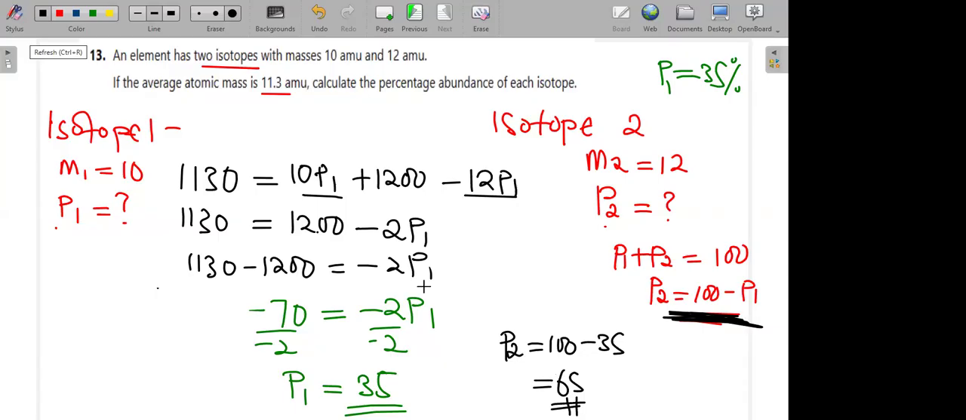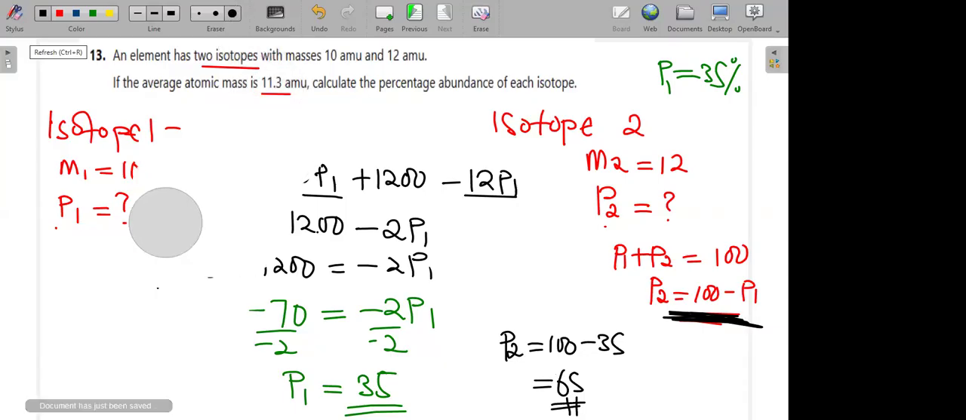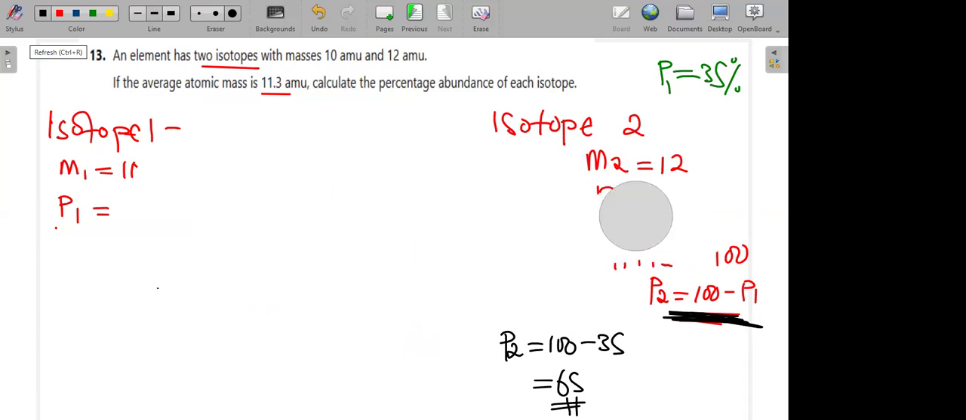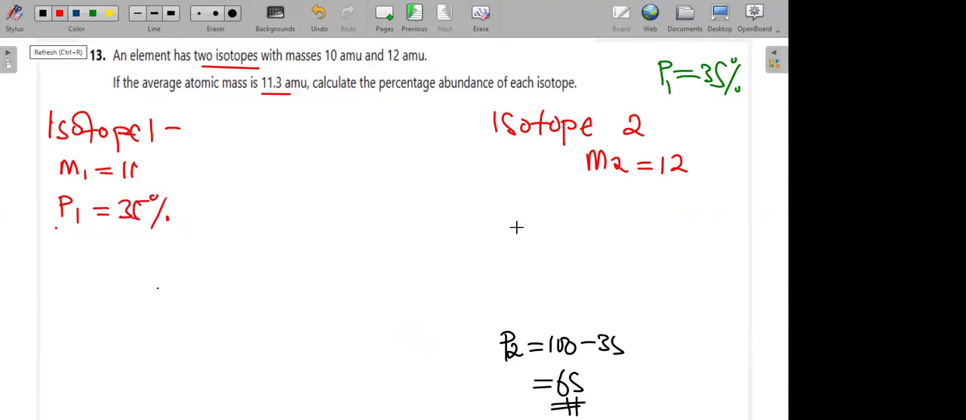Okay, so simply meaning that the percent for isotope 1 is going to be 35%. And then the percent for isotope 2 is going to be 65%. Okay, and that's all for this question here.